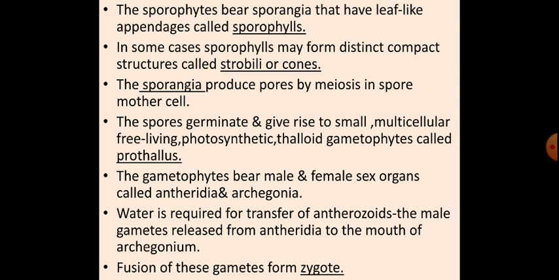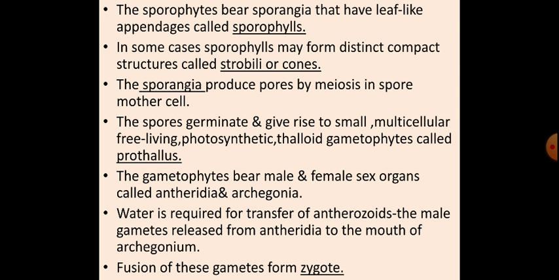The sporophyte contains sporangia. Sporangia have sporophylls. These sporophylls have a compact structure called strobili or cones. Now, this sporangia produce spores. Sorry, there is a spelling mistake. It is not pores, it's spores, S-P-O-R-E-S. The sporangia produce spores by meiosis in the spore mother cell.